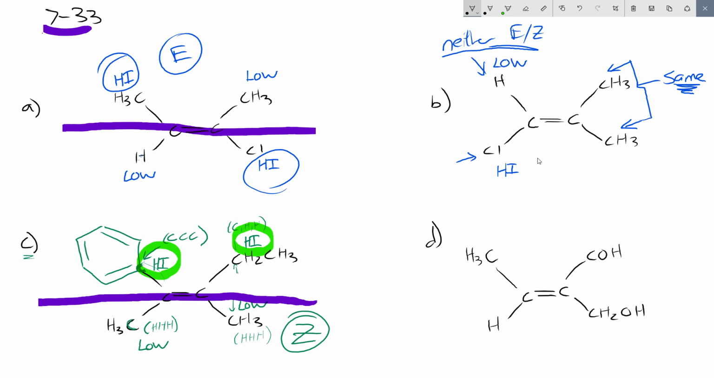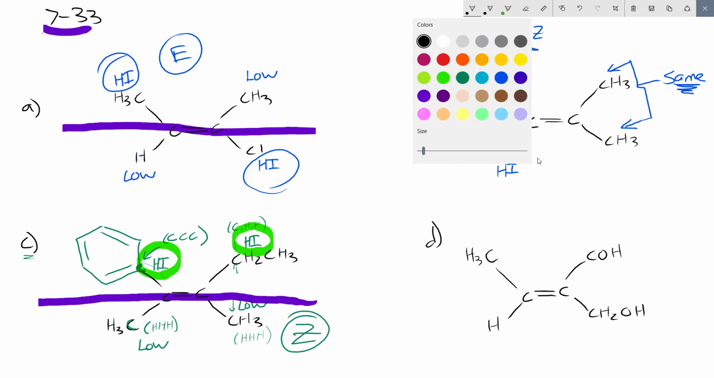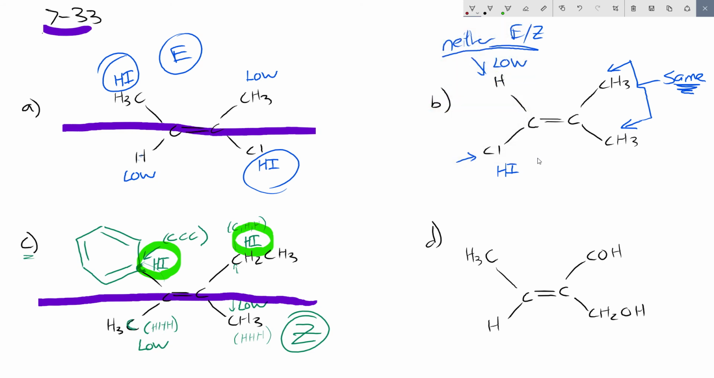And then finally, let's do the last one, right? Let's do this one in red. I like red. Okay, so left-hand side, carbon, hydrogen. Clearly carbon wins out. This gets high priority. This gets the low priority. Cool. On the right hand side, carbon, carbon. No help.